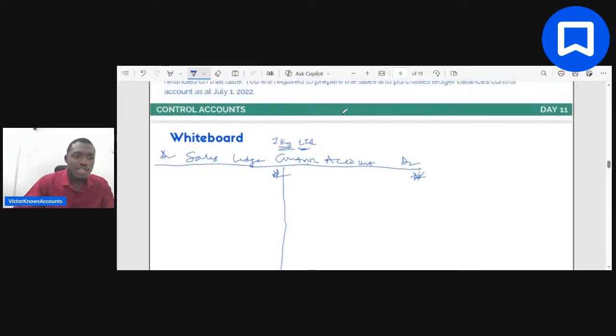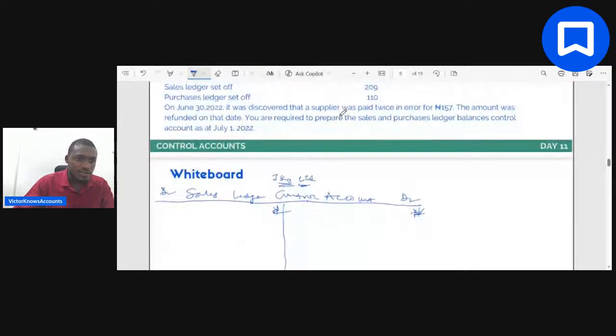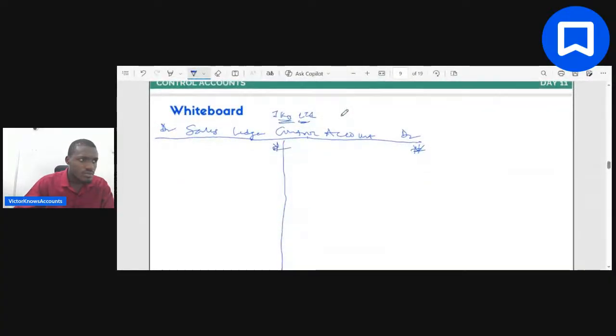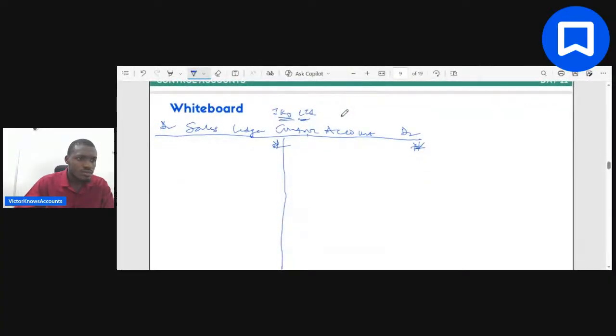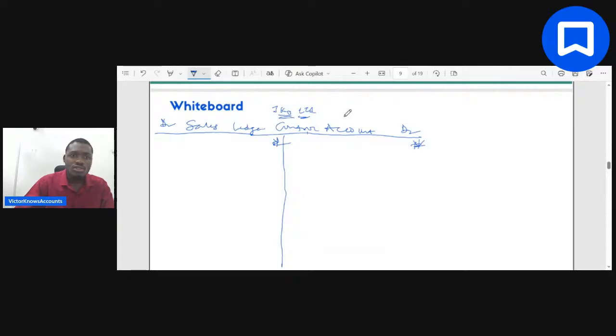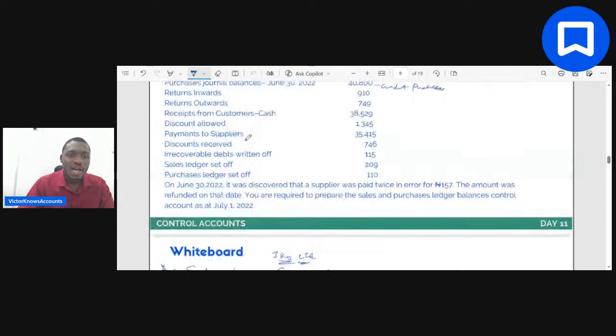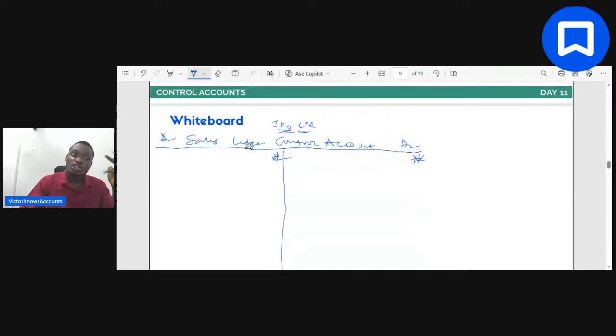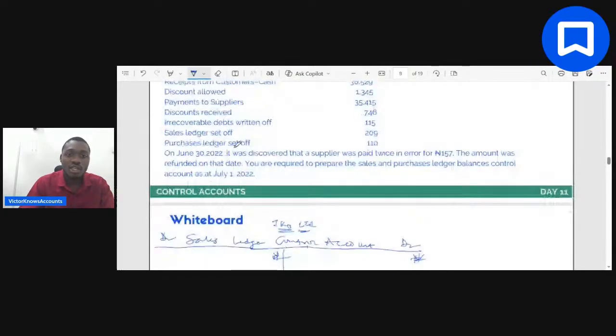All right, so sales ledger control account. Now, what will be the first thing? Don't forget, your sales ledger control account is the same thing as total debtors control account. You can also call it trade receivable control account. Do we understand that? Just in case they bring out the question.